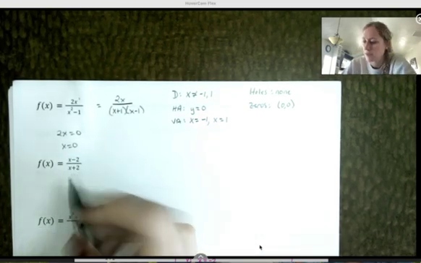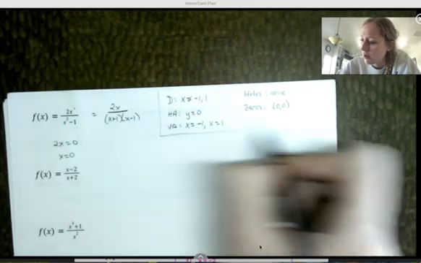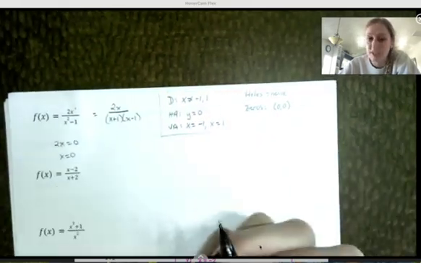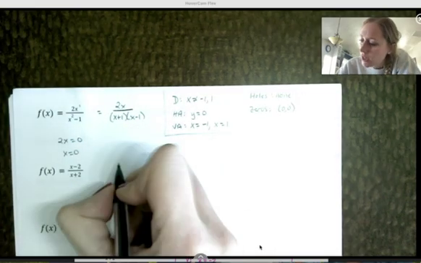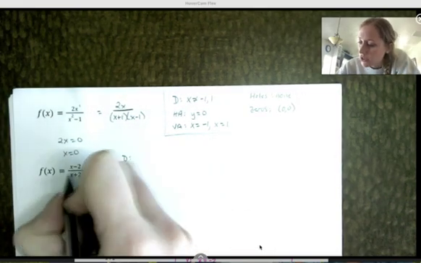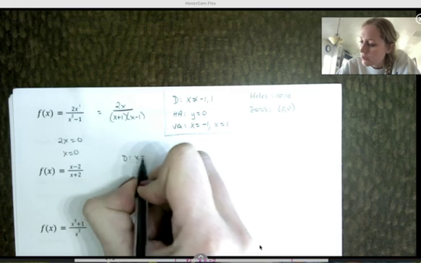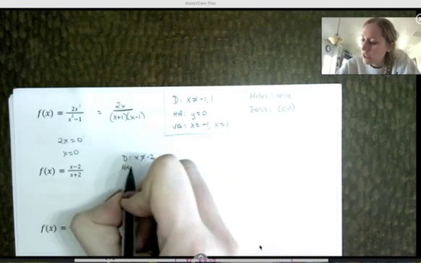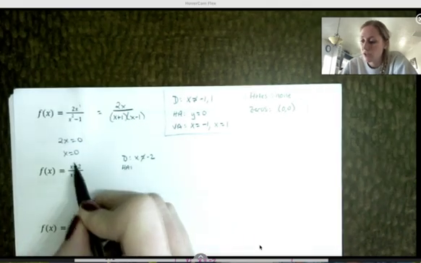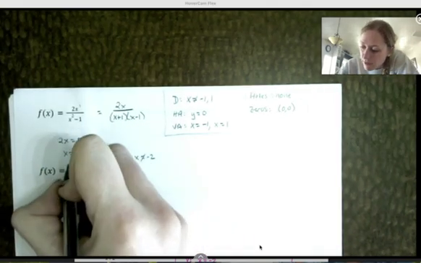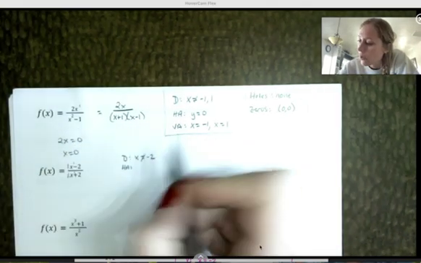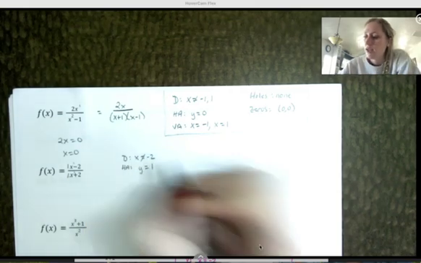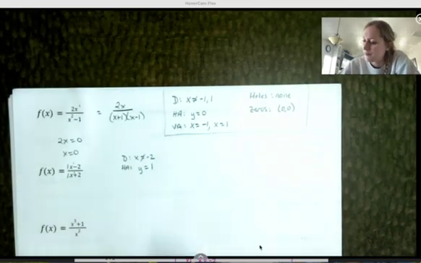Okay, let's do this one. So this is for the top one. We're going to do those same questions. I can't factor anything here. So domain, x could just not be -2. Okay, horizontal asymptote. So my degrees are the same here. They're both first degree. So my leading coefficients are really 1 and 1. So y equals 1 over 1, which is just 1.